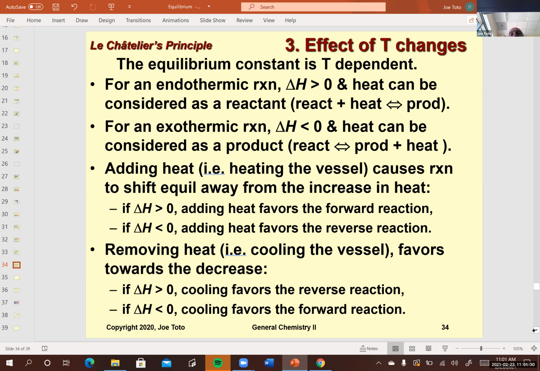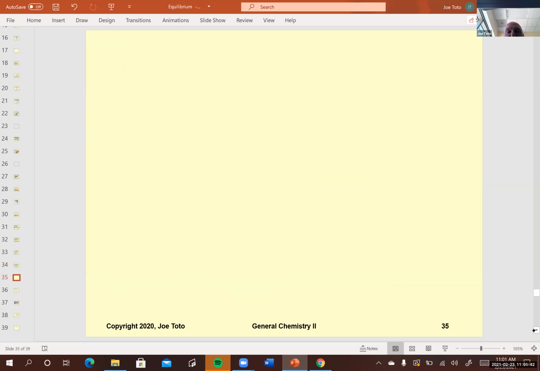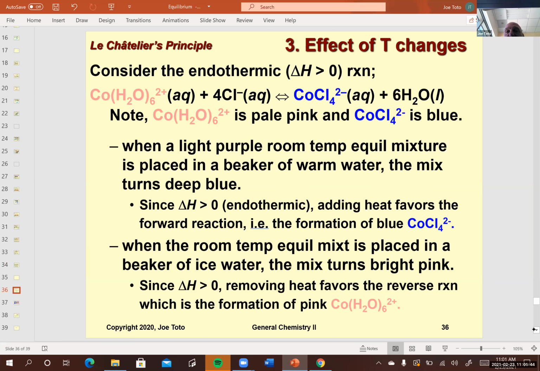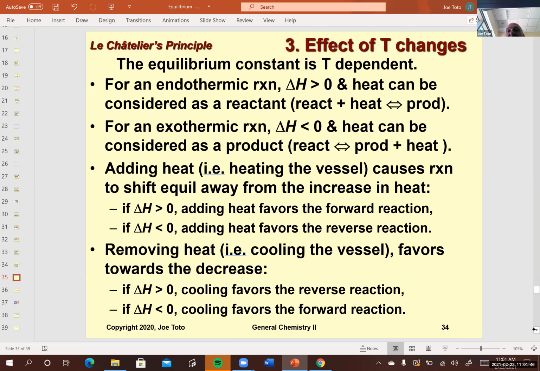Now, the last effect that we want to look at for this chapter is changes of temperature. And I think I'll save that for tomorrow. We only have a few more slides. I mean, we're pretty much done with this chapter, and we'll finish it up tomorrow.